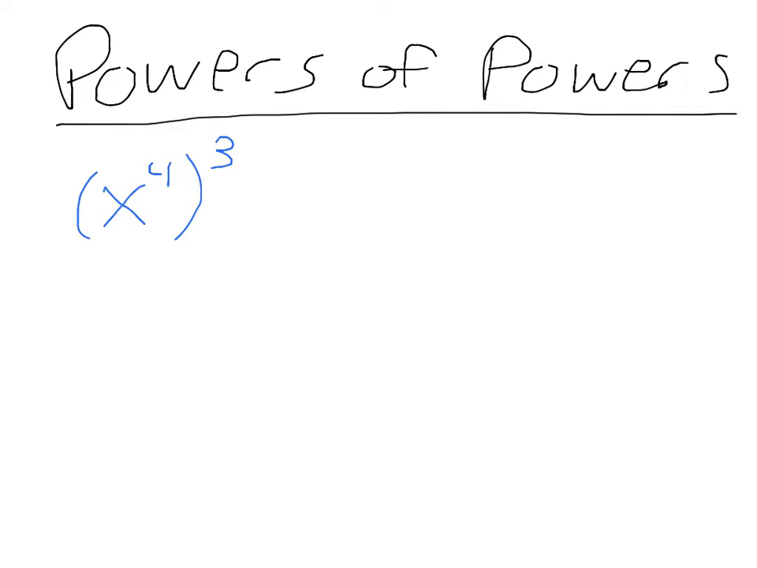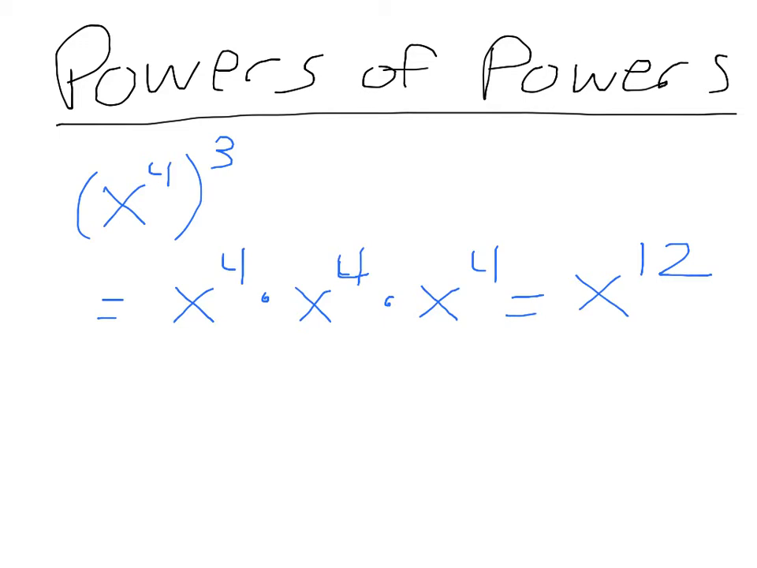So what does that mean to us? What that means is nothing more than x to the fourth times x to the fourth times x to the fourth. Well, we know from last lecture that we're multiplying three powers that all have the same base, so we're just going to be adding the exponents. So that would be x to the 4 plus 4 plus 4, which we obviously know is 12.